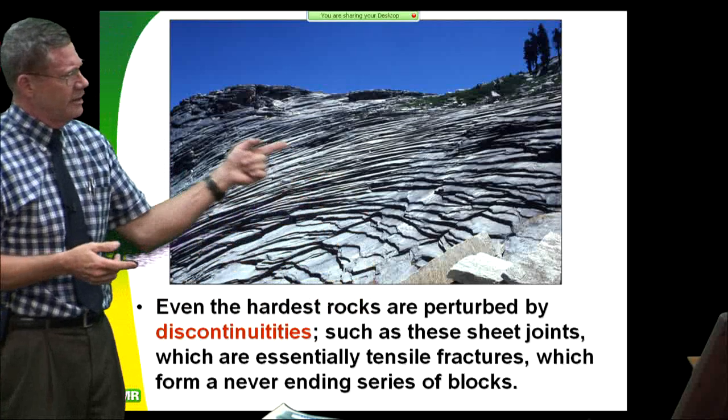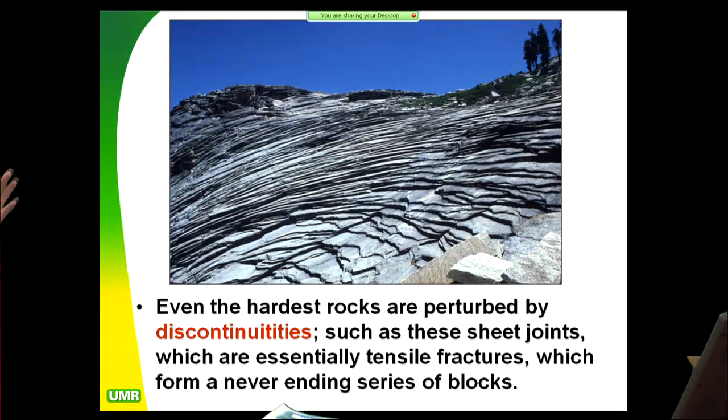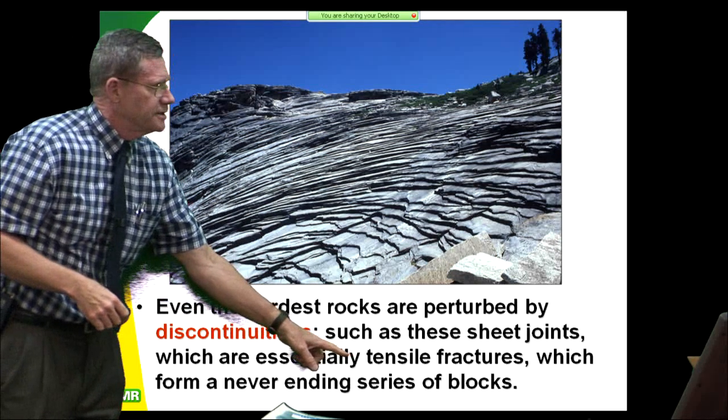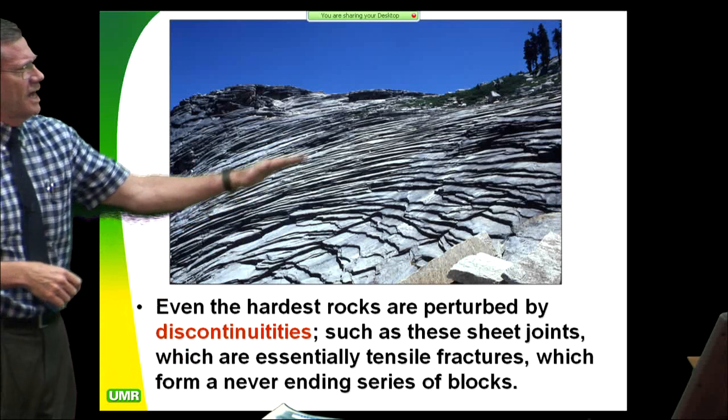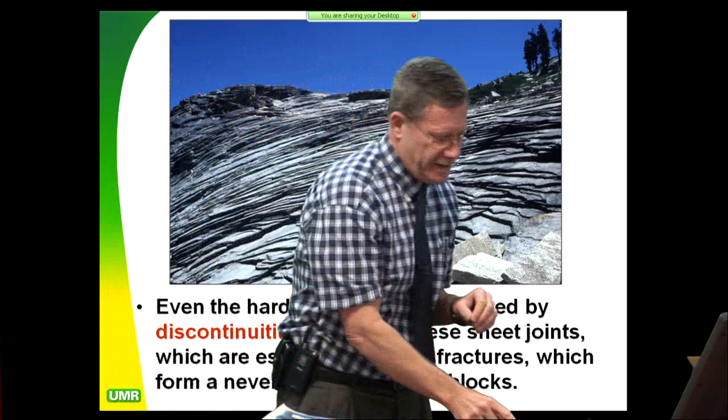Sheet joints. What you're seeing right here are sheet joints. Now, this rock we're looking at is the Mount Gibbons granodiorite. That was the strongest rock I ever tested in the lab at Berkeley. It's up around 40,000 PSI compressive strength. That's 10 times stronger than structural concrete to build a skyscraper. That is hard rock. If it's so hard a rock, how many joints can you see there? Can you count them? No, I can't count them. There's too many of them. Wow. So these are sheet joints, and they're basically tensile fractures, which form a never-ending series of blocks, like an onion skin. So hard rocks are more brittle, and you need to realize that.